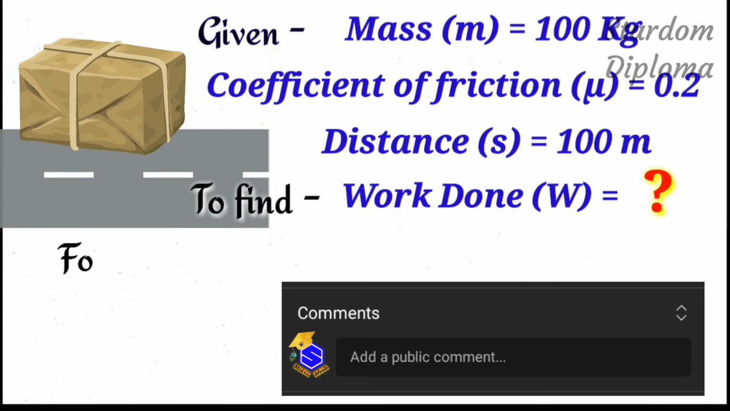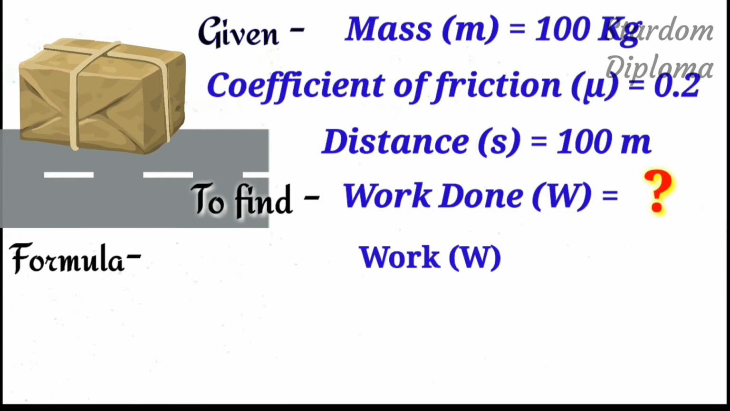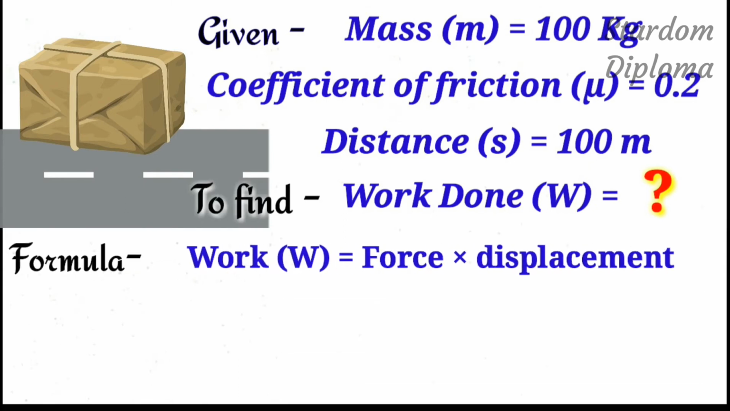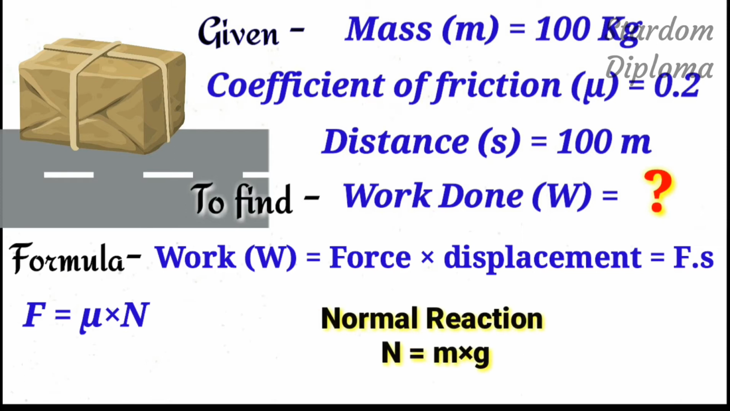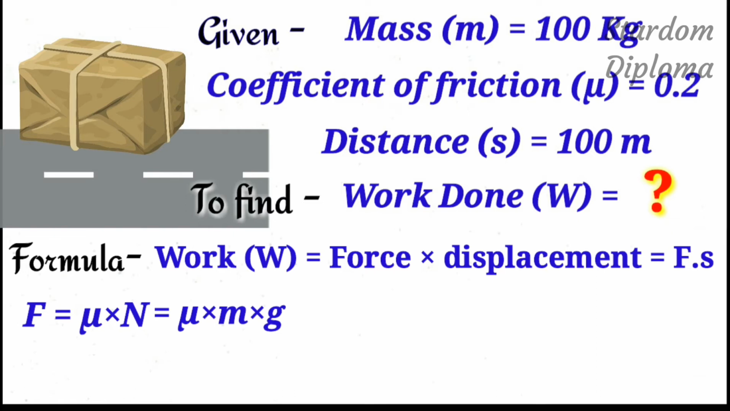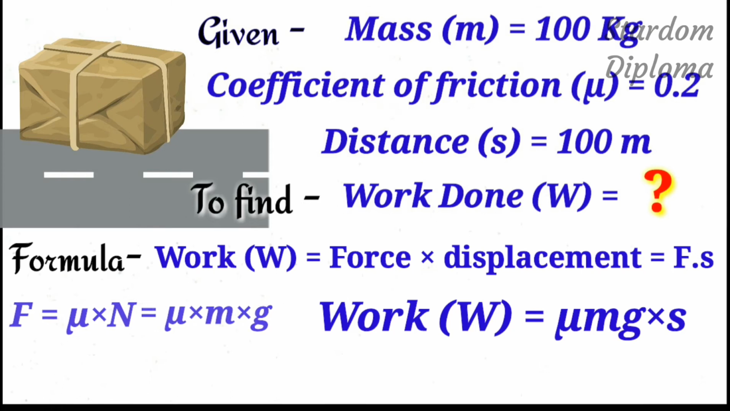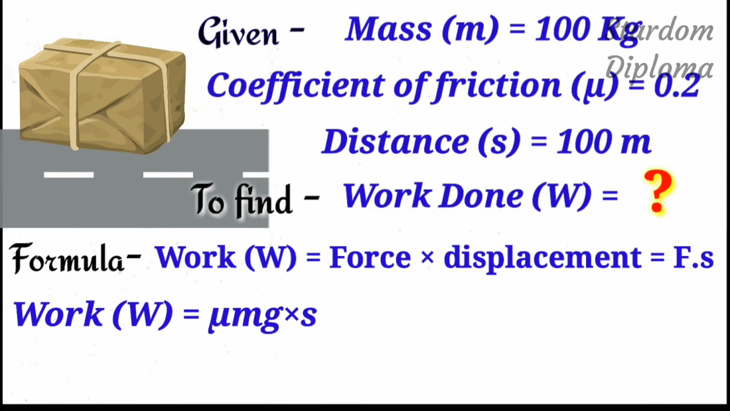You know the formula of work, right? Work done will be equal to the force into displacement. Force we already know, force is mu N. N is normal reaction, N is mass into acceleration due to gravity. So force will be equal to mu m into g. Work done is force into displacement. So F is mu mg. Work done will be mu mg into s. We have all the values: the value of mu, m, g and also s. We are going to substitute it.